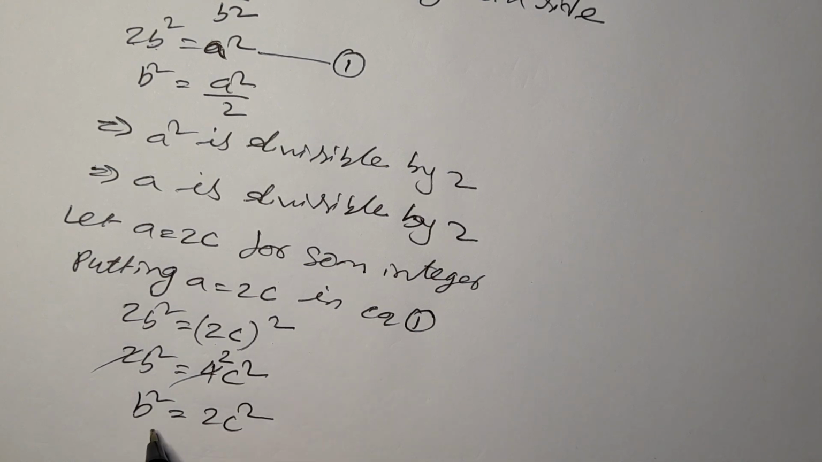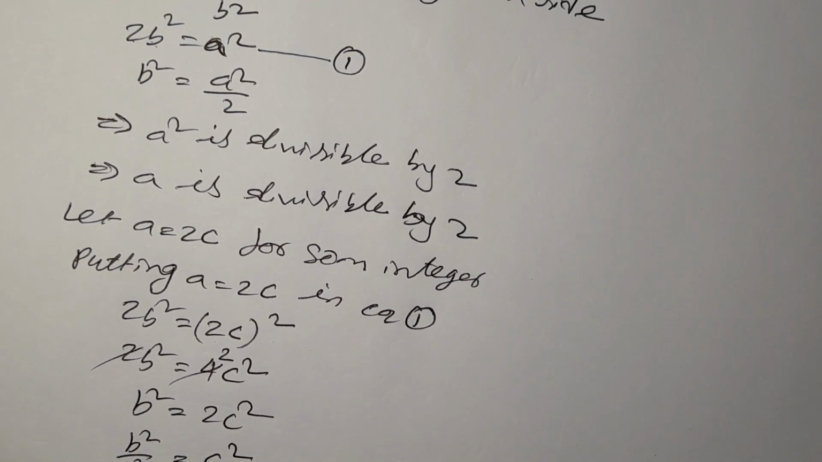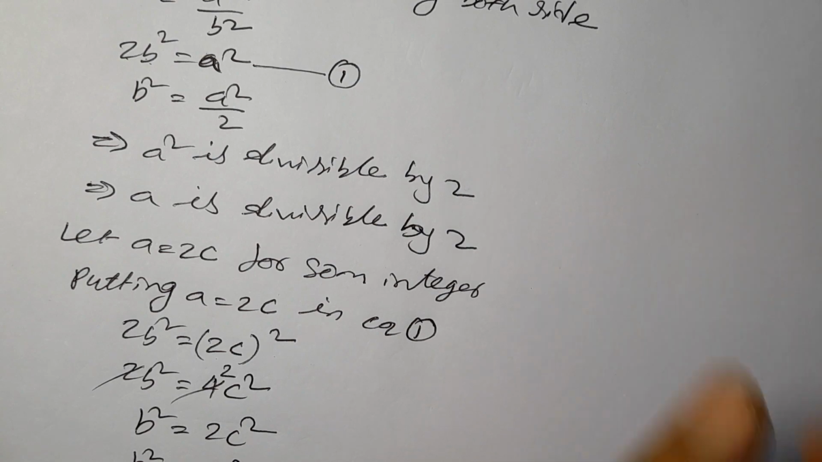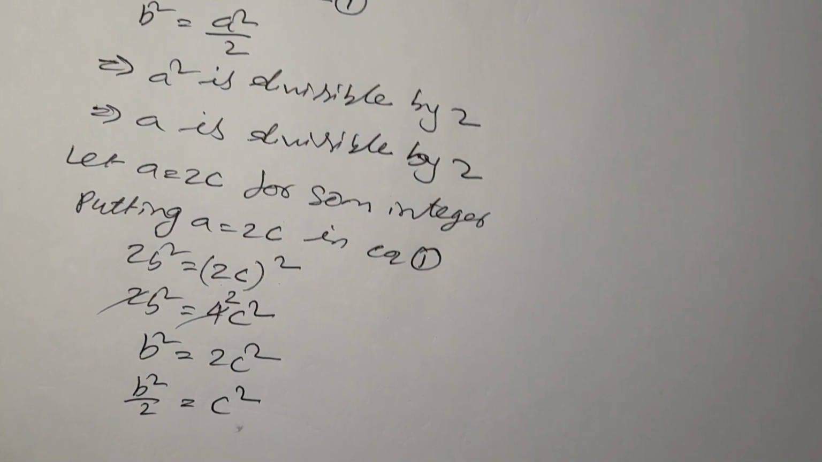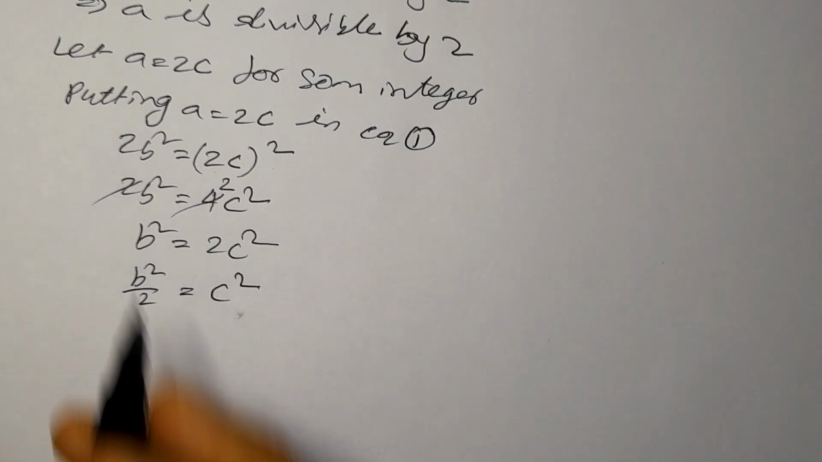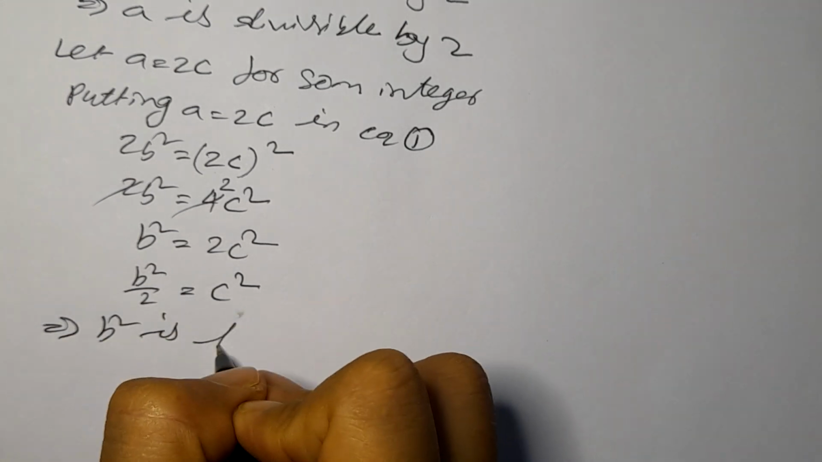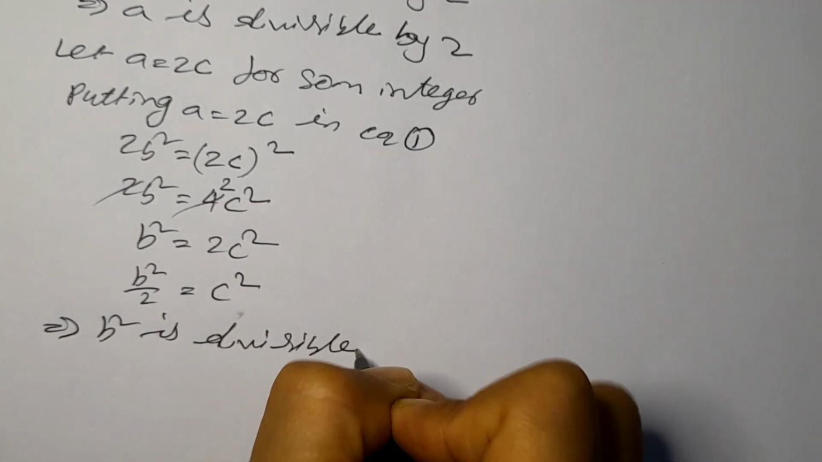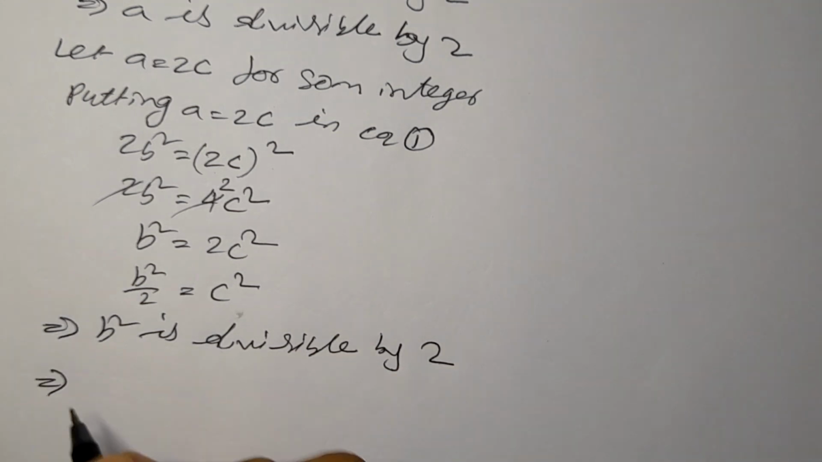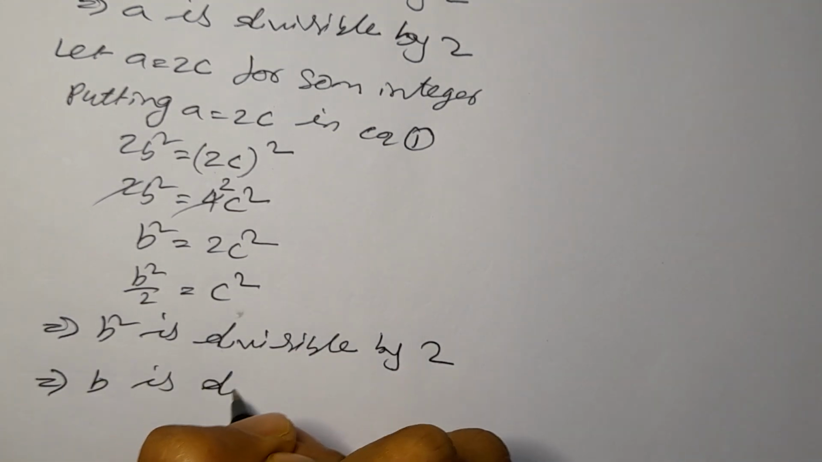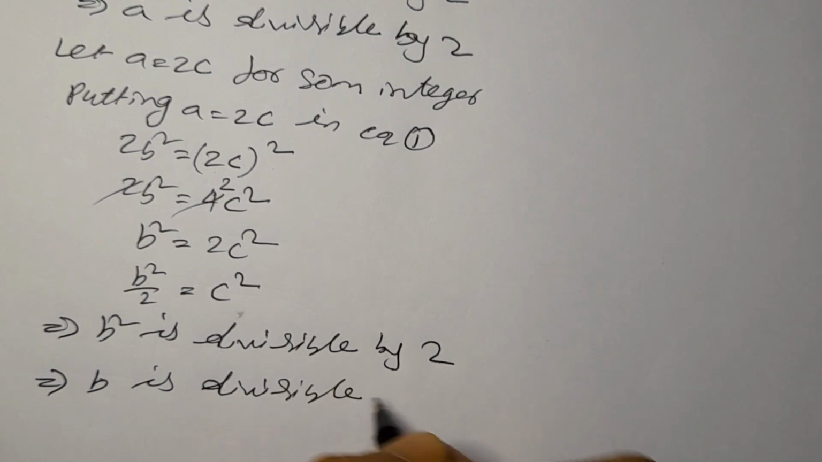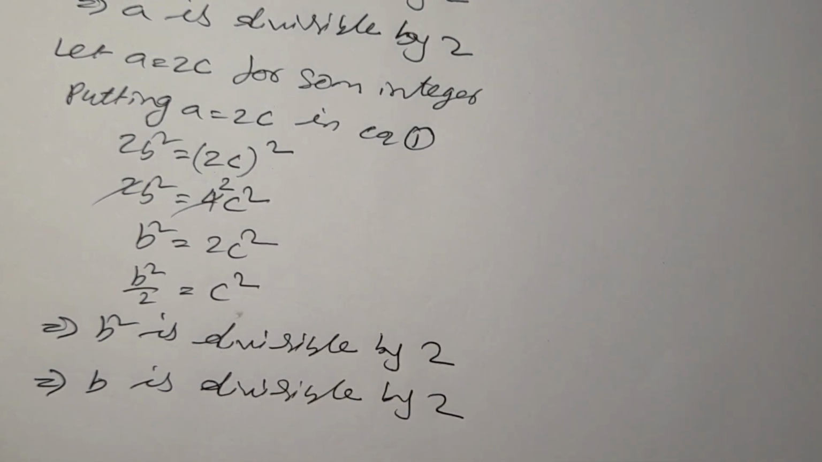Now bring the 2 this side, there is b square by 2 equal to c square. Now b square, this number will be divisible by 2. So it implies b square is divisible by 2, which implies b is divisible by 2. We have considered 1 is only the common factor, but we got 2 divides a as well as 2 divides b.